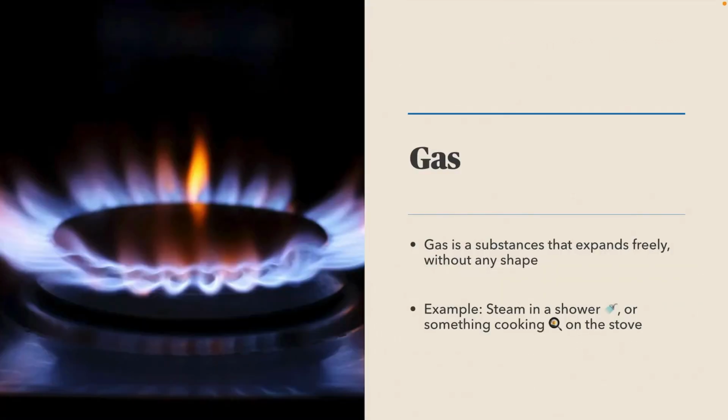And gas. Gas is a substance that expands freely without any shape. For example, steam in a hot shower, or something cooking on a stove. As you can see, this is what a gas stove looks like when you cook. There are different types of stoves: gas stove, ceramic stove, and electric stove. Those are the three types of stoves that we have.